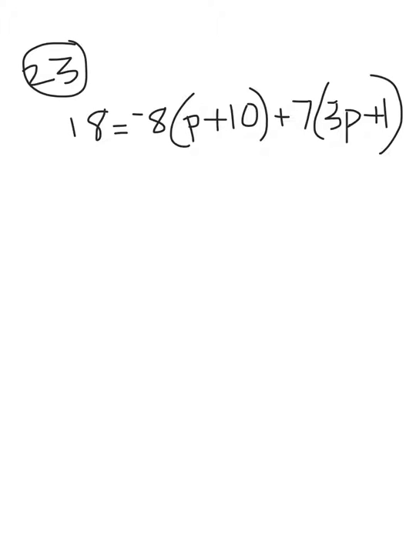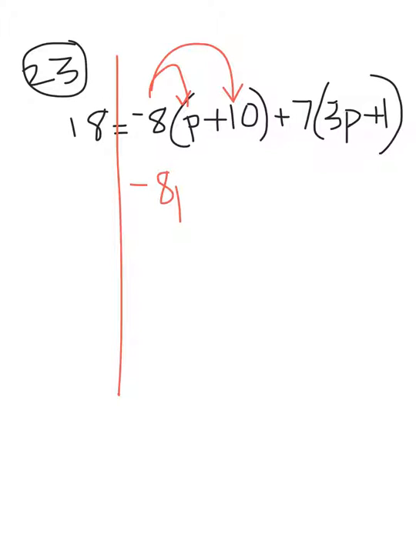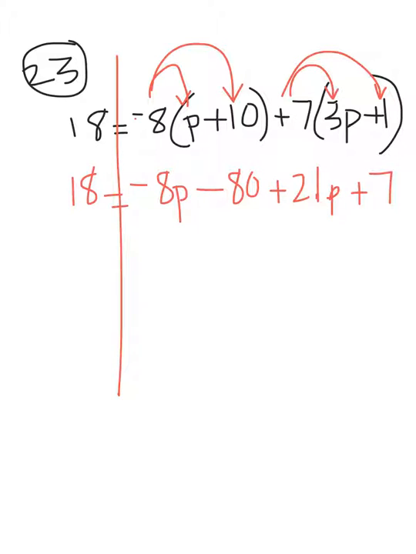Okay, let's do this. Here's an 18. There's my equal sign. I see a lot of distributing going on here, so let's just go ahead and start. So this would be negative 8p minus 80. Because 8 times 10 is 80, and there's one negative, so it's a negative 80. And this is going to be a plus 21p plus 7. Okay, and then my 18 goes over here, and here's my equal sign.